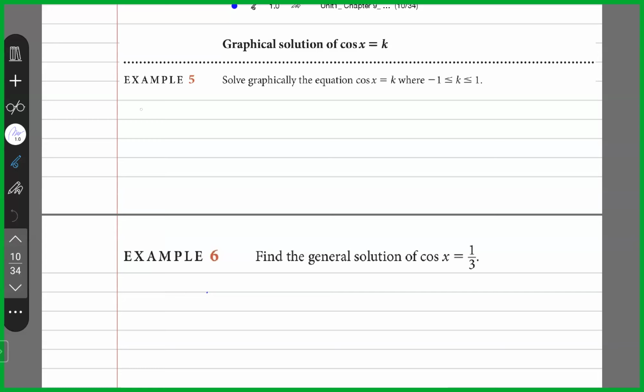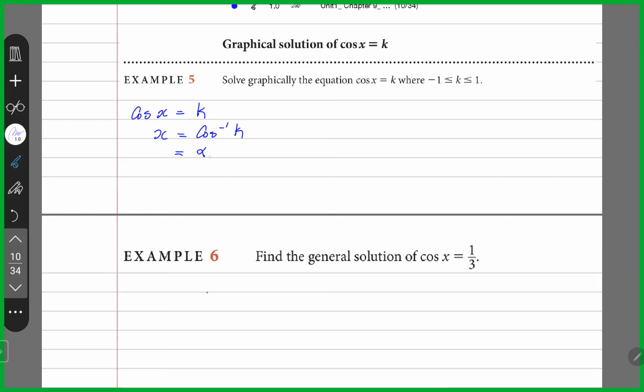Now, if cos x is equal to k, where k is less than or equal to 1, or greater than or equal to minus 1, if cos x is equal to k, it means that x would be equal to cos inverse k. Now, let us say that the answer in the first quadrant for cos inverse of k is alpha.